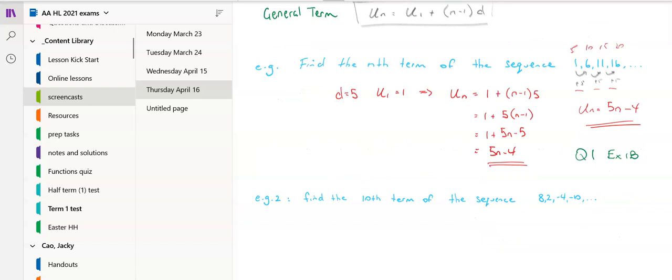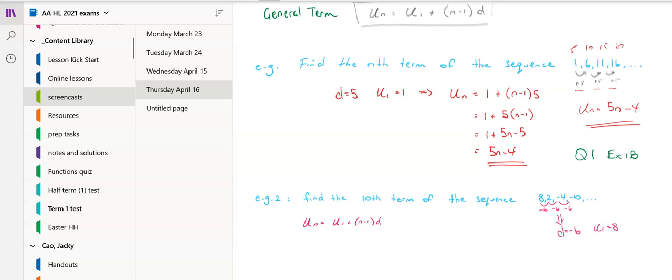Okay, so hopefully question 1 was okay. Now in example 2, we have this sequence going from 8 to 2 to -4 to -10, where we're dropping by 6 in each case. So my d value is -6, and my u1 is 8. My first term is 8. So tapping into my general term formula, I write un is equal to u1 plus n minus 1 times my common difference.